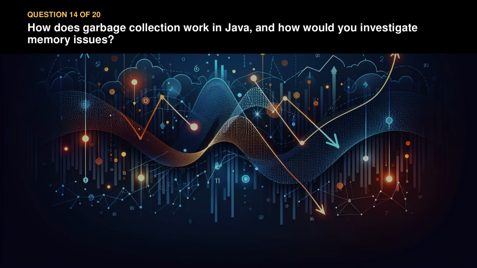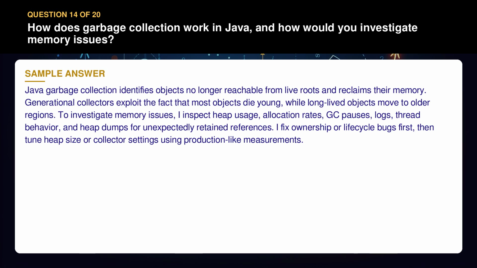Question 14. How does garbage collection work in Java, and how would you investigate memory issues? Java garbage collection identifies objects no longer reachable from live roots and reclaims their memory. Generational collectors exploit the fact that most objects die young, while long-lived objects move to older regions.